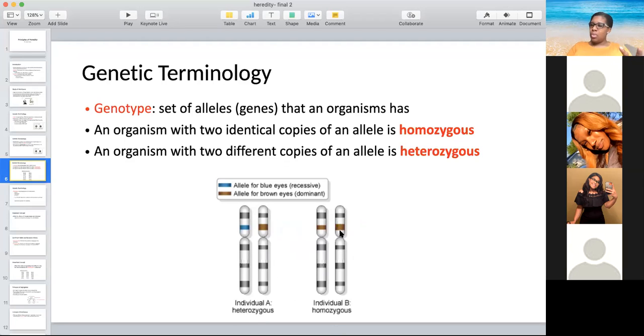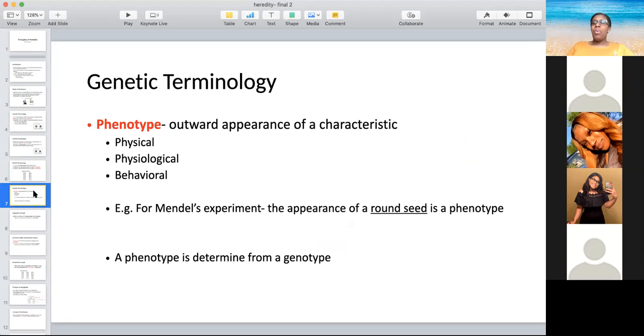We'll come back to that concept of dominance and recessiveness in just a moment, but I want you to make sure you understand those terms. And so that's our genotype. Those are the genes, the behind-the-scenes factors. Now, what we see physically, our outward manifestation of our genes, is said to be our phenotype.